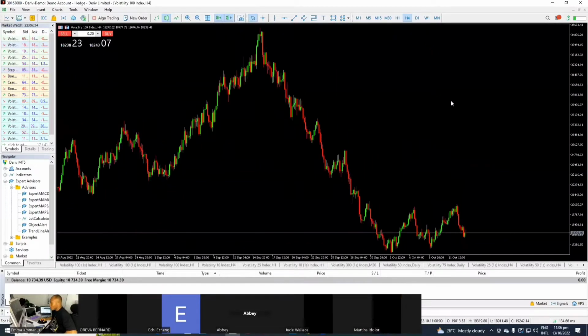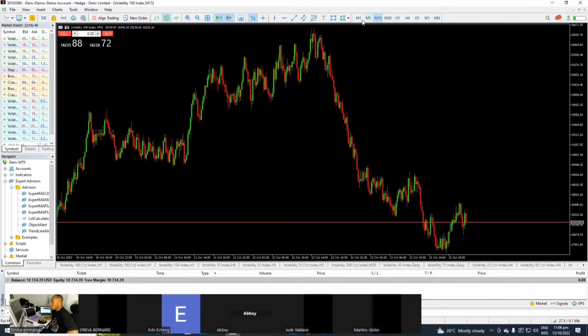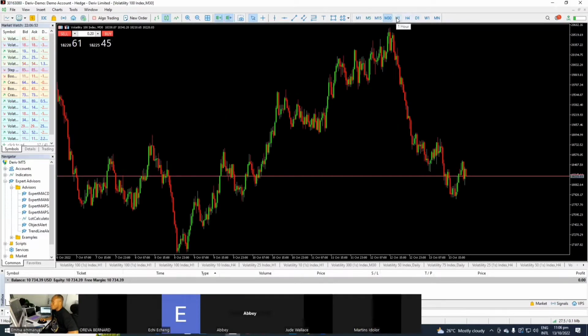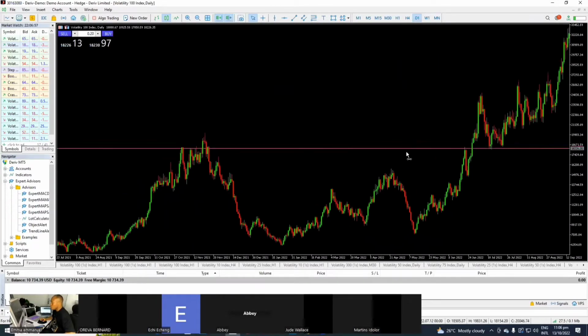So I usually start my analysis on daily, 4 hours and 1 hour, because I use a higher time frame perspective to take a trade on a lower time frame, like 5 minutes, 15 minutes, and 1 minute. Most times I also use 30 minutes as well to join 1 hour, 4 hour, and daily to take a trade.